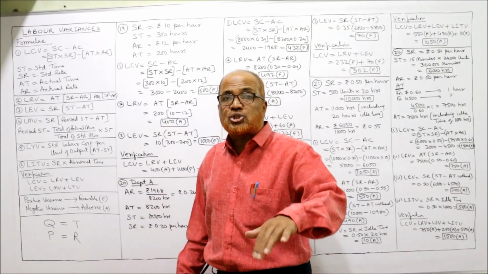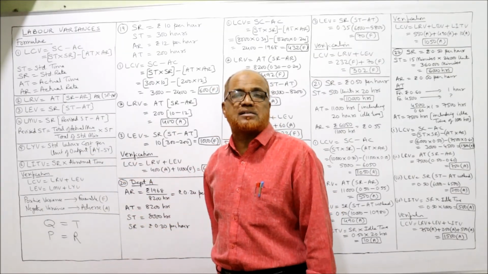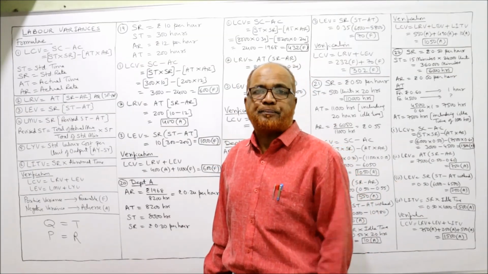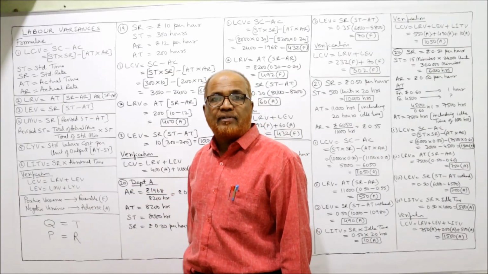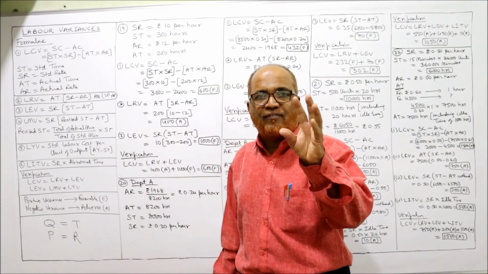Now one more extra formula is there in labor variances. That is LITV, labor idle time variance. Labor idle time variance. Material variances, we have 5 formulas.